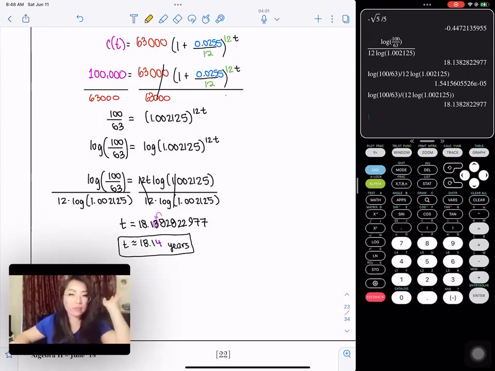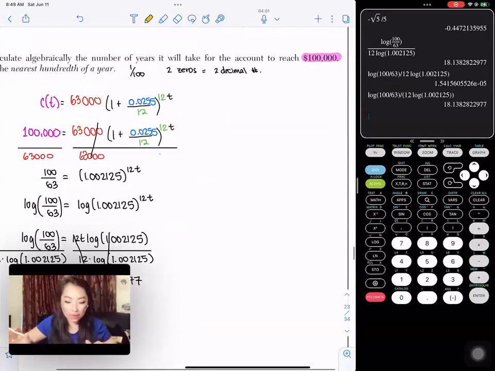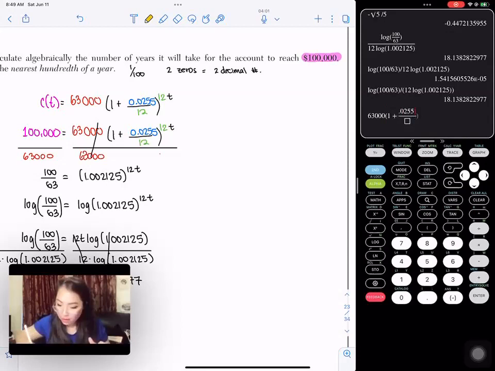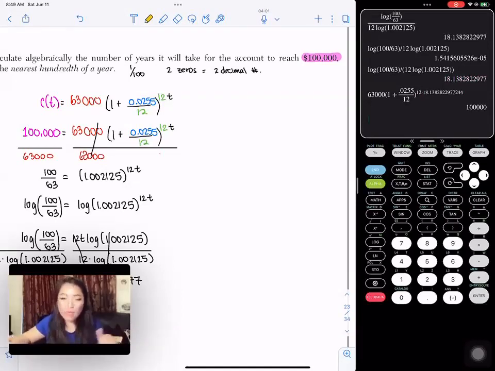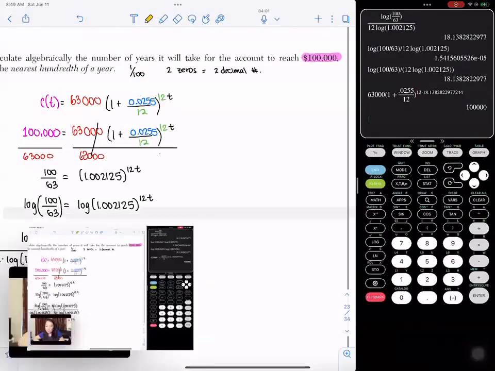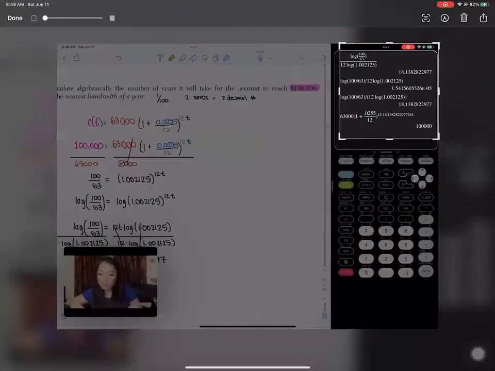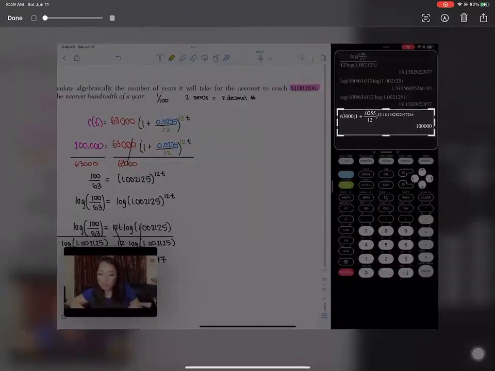That's literally what you told the calculator. So you have to put parentheses. But if I were you, just do alpha x. Just make it really easy for yourself. And that's why checking is so important. So let's see, if I do 63,000 times 1 plus alpha x and 0.0255 divided by 12, and I raise it to the 12 times that answer, I do get 1,000. I'm just going to take a snapshot of this and put it in my work so that you remember how to do this.